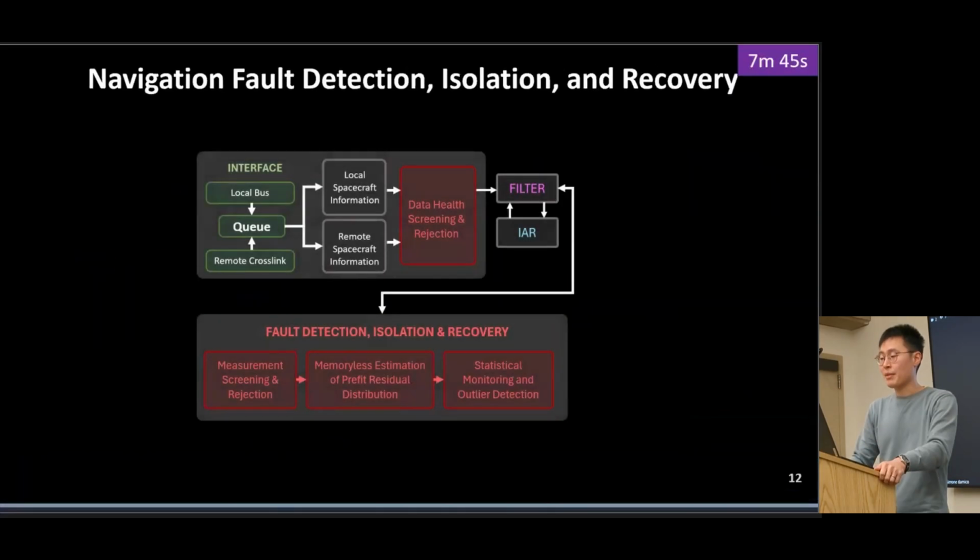Next, this block diagram summarizes how the fault detection, isolation, and recovery pipeline works. Prior to FDIR, all data is screened for health and anomalies at the interface layer. And then we apply a memoryless estimation of the distribution of prefit residuals, and we use our knowledge of this distribution to do outlier screening. The implementation is done in a purely memoryless way, and so this is suitable for flight because no samples need to be stored on board. Again, full details are in the paper, but in this presentation, we will assess the performance of FDIR.